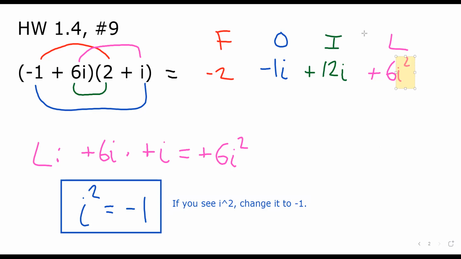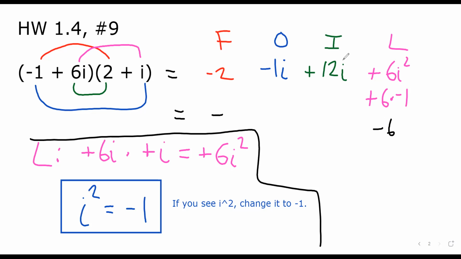Well, I see an i squared at the last part of my FOIL process. That means that the tail end of the FOIL process changes to +6 times -1. But +6 times -1 is -6 because positive times negative is negative. Because remember, we're in the midst of this FOIL process, which means that we still have this -2 up front, this -1i, followed by the +12i. And then we have the -6.